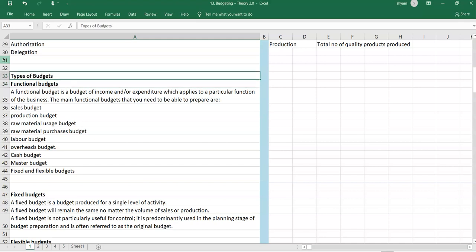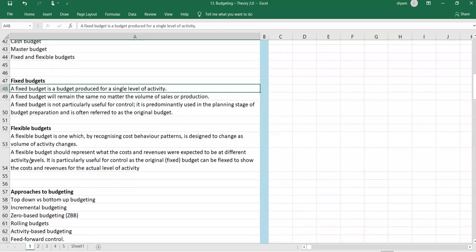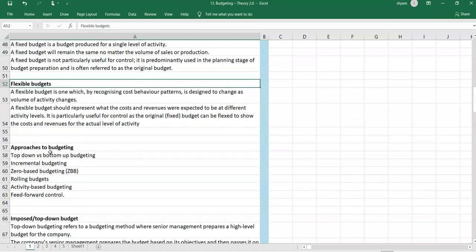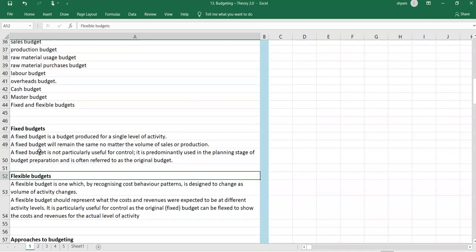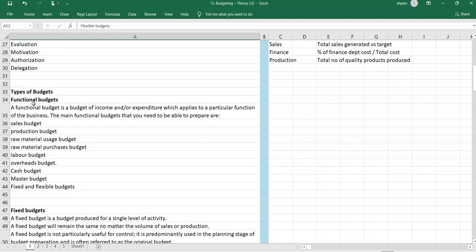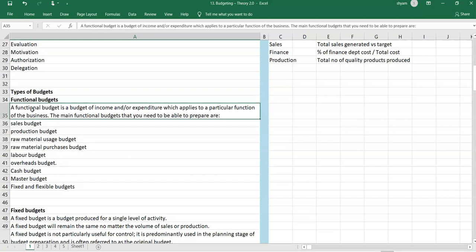Within types of budget you have different types. So we have functional, we have fixed, flexible. Then we have approaches to budget. First we'll see what the functional budgets are. Functional budget is where each department has to create a budget for its own. A functional budget is a budget of income and expenditure which applies to a particular function of the business.